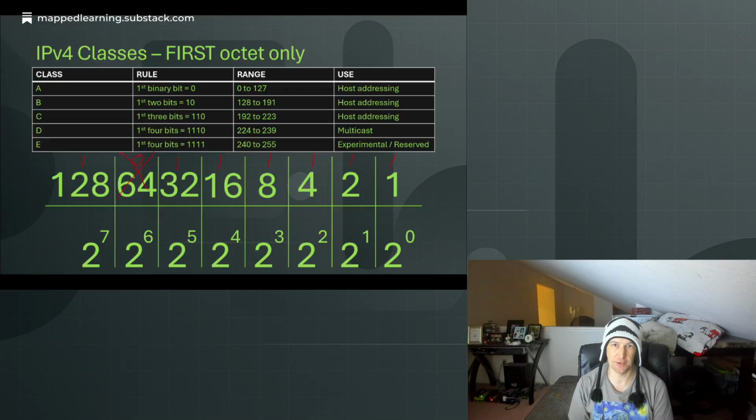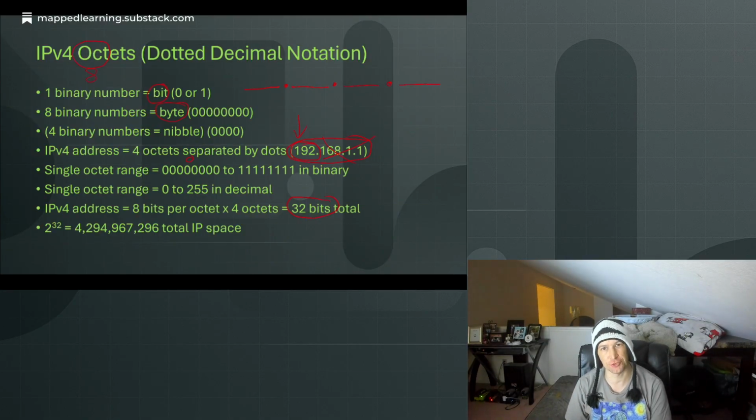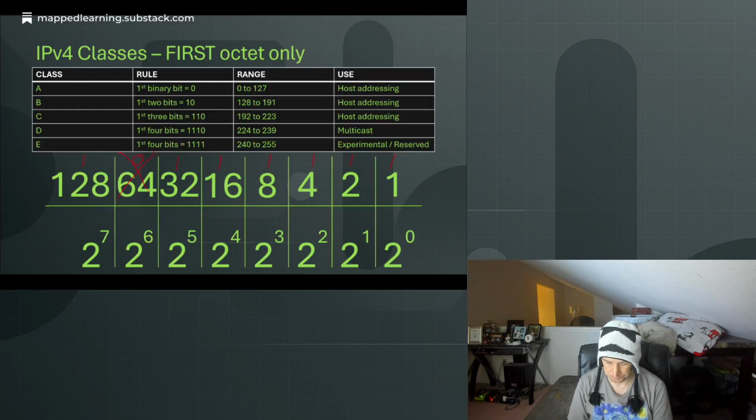Now Class E is a bit different because it has to fill up the rest of that octet range. So the rule in this case is that the first 4 binary bits must all be ones. So 1, 1, 1, 1, meaning that the lowest number is 240, and the highest number, as we discussed previously, all ones, is 255. So that is mathematically how you get the 5 different class addresses. Again, I must reiterate, that is based on the very first octet, nothing else.